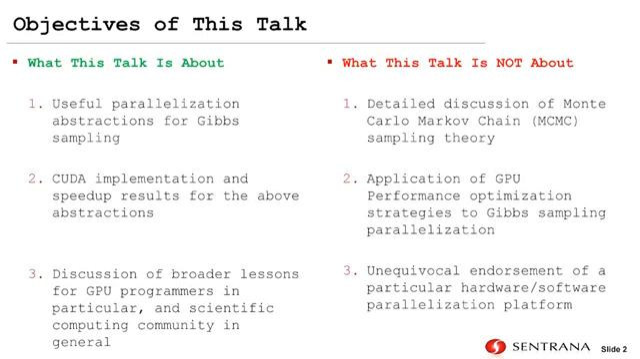I will talk about the CUDA implementation and the speed-up results that we got, and some of the broader lessons learned in the process for people who are looking to program the GPU and just generally for the scientific computing community. So I won't talk in too much detail about MCMC theory. I'm not going to get into the performance optimization discussions, and I will probably talk about why we don't do any sort of detailed performance optimization.